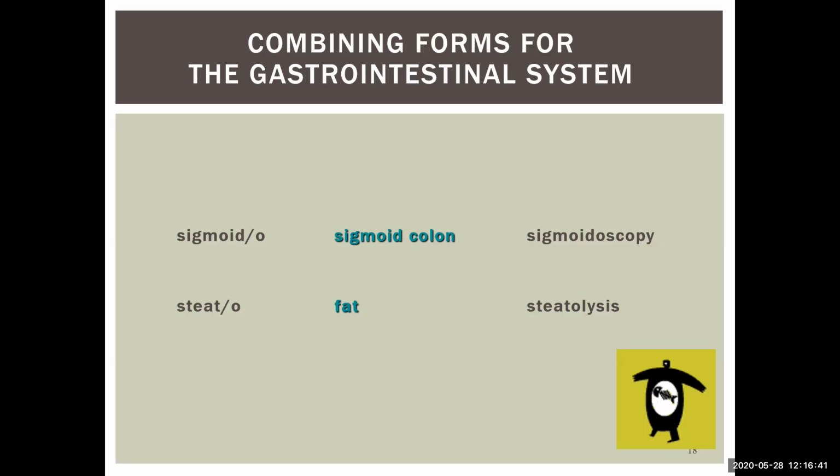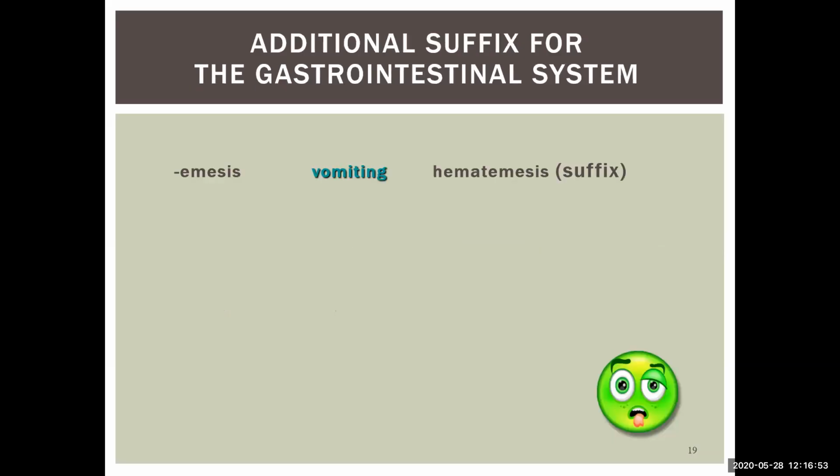And steato is fat, steatolysis. So sometimes we also have fat in certain parts of the body or breakdown of fat. And then steato would stand for that, as well as, remember we had lipo. Emesis is vomiting, so hematemesis would be vomiting blood, hemato meaning blood.